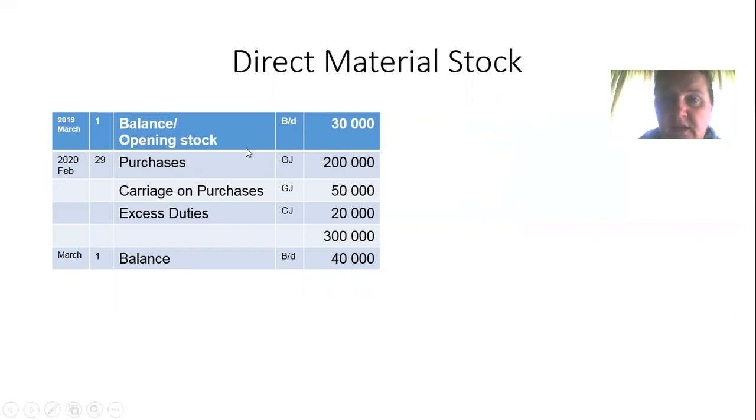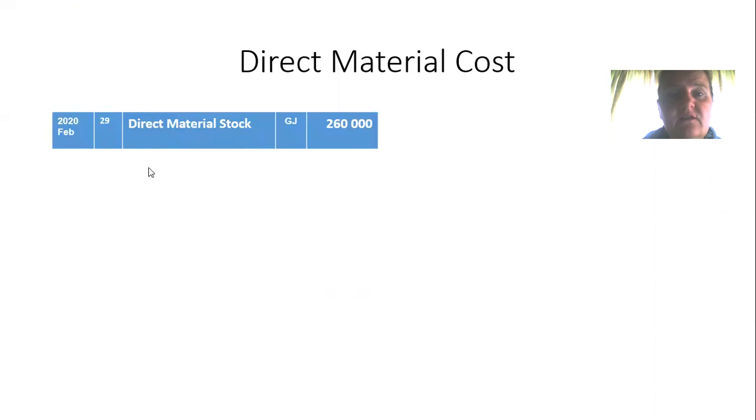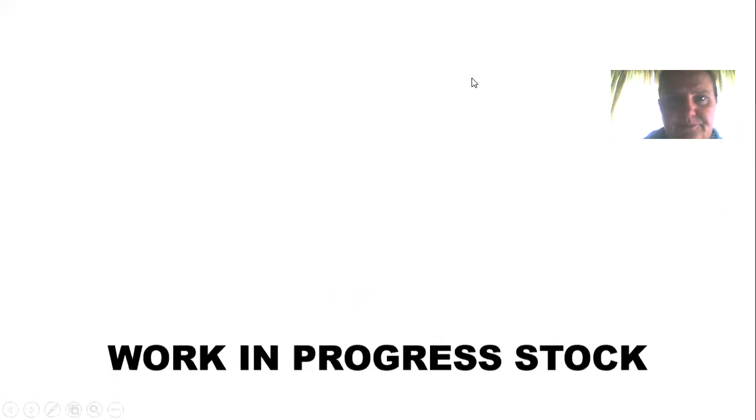The way that I did this account, I did it as though it's a periodic inventory system. So I've got purchases and carriage on purchases, and then my excise duties, and all of this is going to be added together. From that, we're going to subtract the stock that I had at the end, and that's going to give me my direct material cost. Direct material cost is then going to be created. So what we're going to do is we're going to put the direct material stock in, and we're going to close that off to work in progress stock. So this direct material cost account is like a hop, skip, and jump account. We create it so that we can have a cost account.